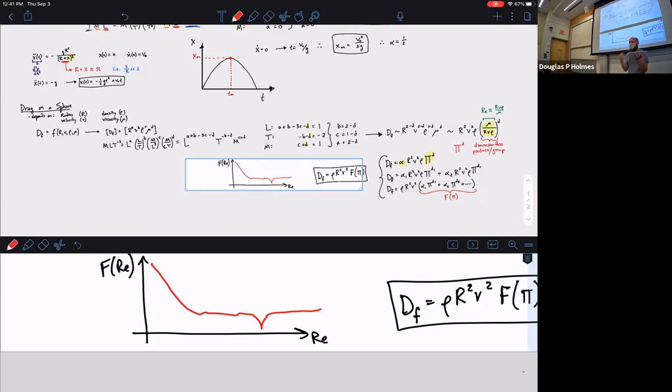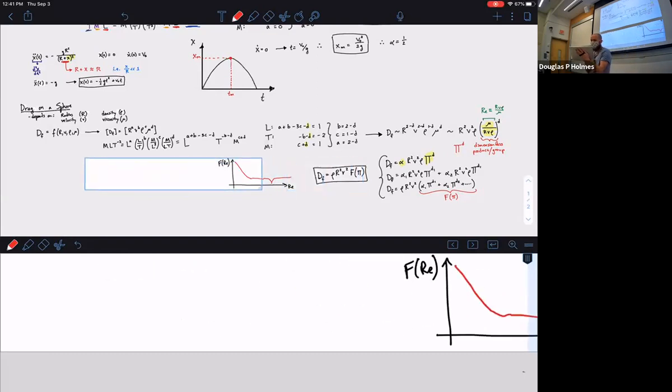And what this dimensional analysis and scaling tells us is that we can run an experiment at a small scale, determine how my unknown f of pi varies with my Reynolds number, scale it all up, and that'll tell me what's going to happen on the large scale. So what does that mean? Let me show you what that means.